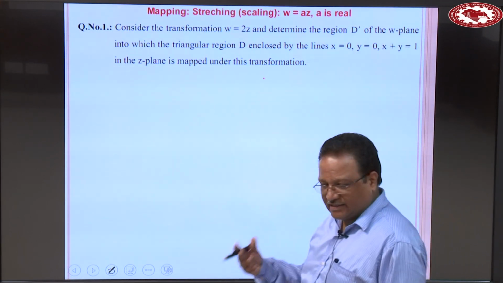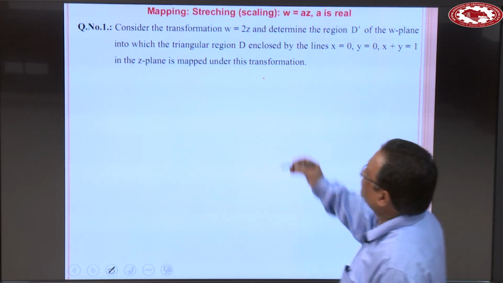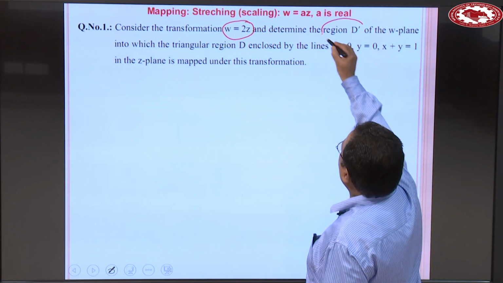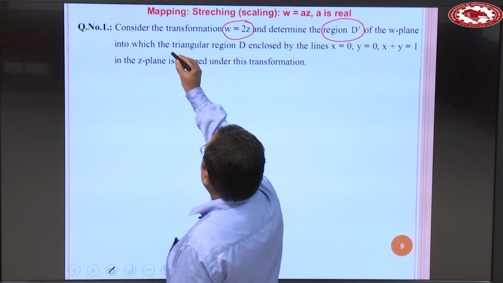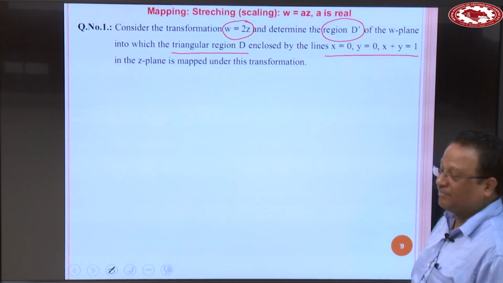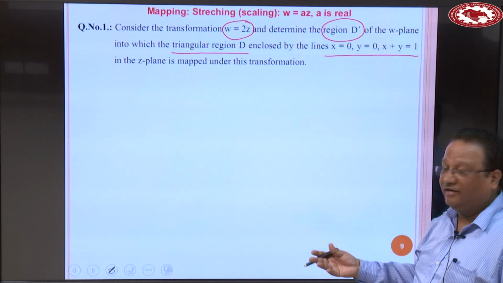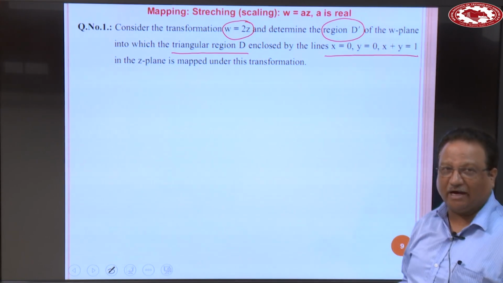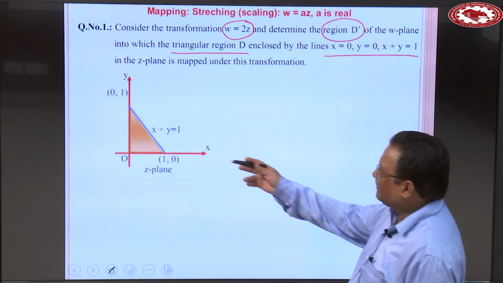Now using this transformation, let us draw the shape. Consider the transformation w is equal to 2z. We have to determine the region D dash of the w plane into which the triangular region D enclosed by these three lines in the z plane is mapped under this transformation. So on the triangular region formed by these lines you have to apply this transformation, and the region formed after the transformation will be D dash, which you have to draw. Okay. So we have been given this type of region.